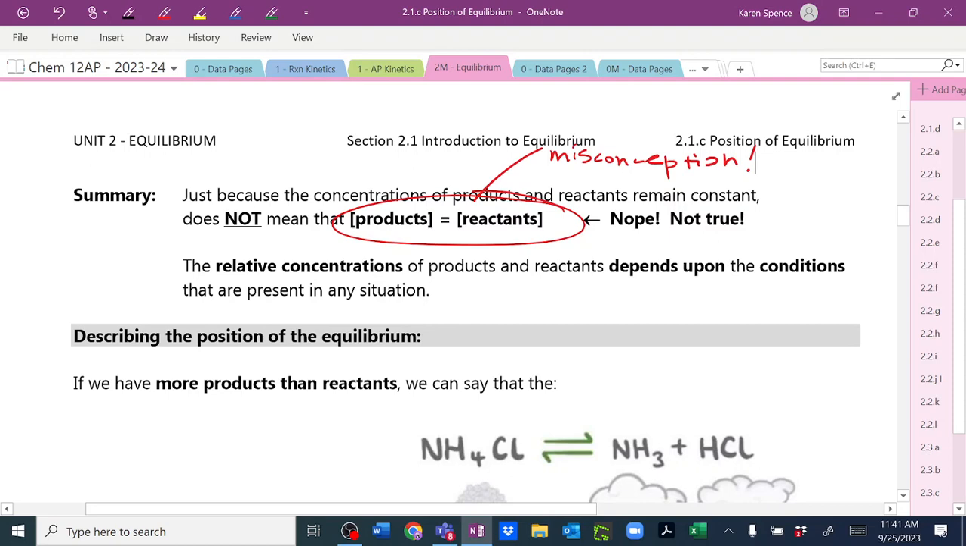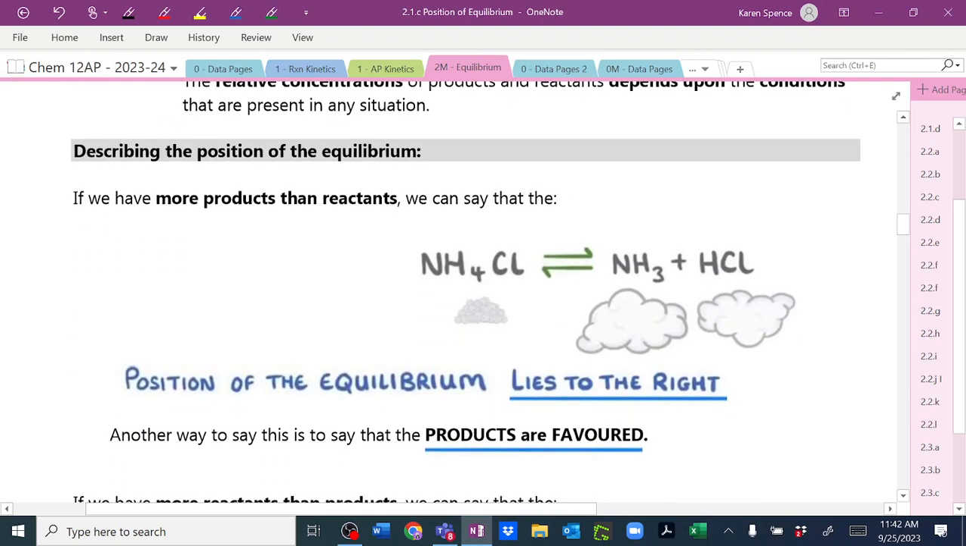So let's learn some language around this. If we have more products than we do reactants, we say that the position of the equilibrium lies to the right. And usually we will say that the products are favored. Okay, that's the language we use around that. If we have more products than reactants, the products are favored. And by favored, we mean thermodynamically favored.